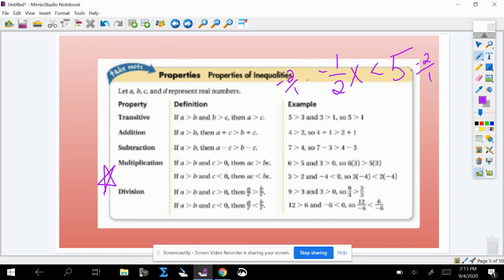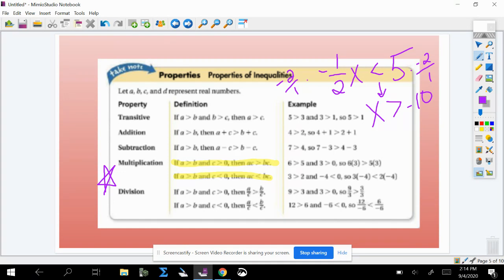Here's the exception, and here's what you're going to notice here. If I multiply or divide by something that is smaller than 0, then it is negative, it's going to flip my sign. So instead of having a less than sign, it's going to be a greater than sign. It only happens when what I multiply both sides or divide both sides by is negative. So because I had to multiply both sides by a negative 2, I have to flip my inequality to a greater than. 5 times negative 2 is negative 10. So that would be the new solution to my inequality.